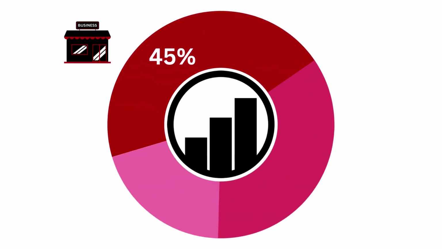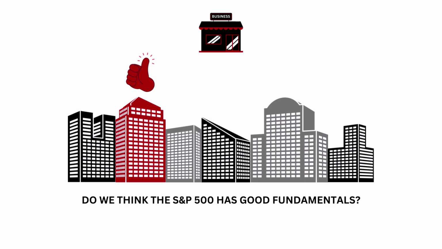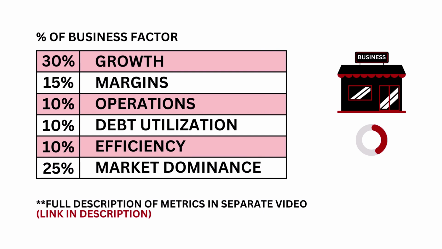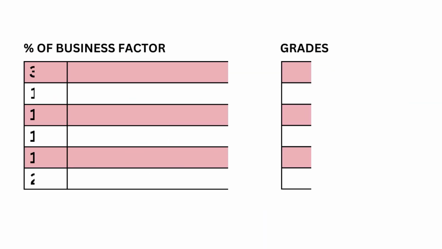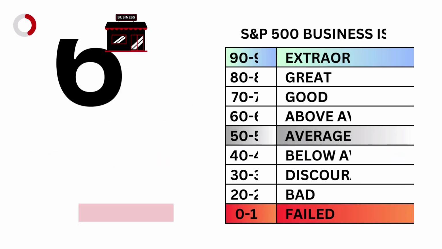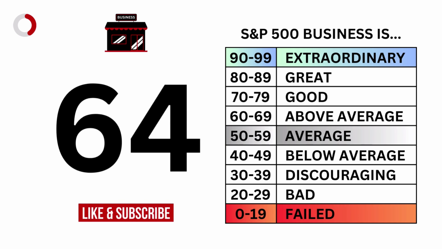The business factor accounts for 45% of the analysis. What we ask is, do we think the S&P 500 has good fundamentals? The business factor is made up of these 6 metrics, each weighted based on importance. Here are the 6 metric grades. And when put together, we get the business grade for the S&P 500.